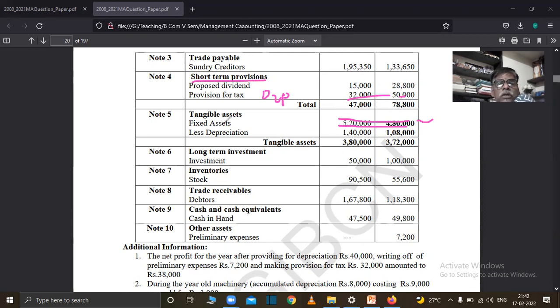So here you have to prepare the asset account, because depreciation account you have to prepare. Depreciation account and fixed asset account you have to prepare.